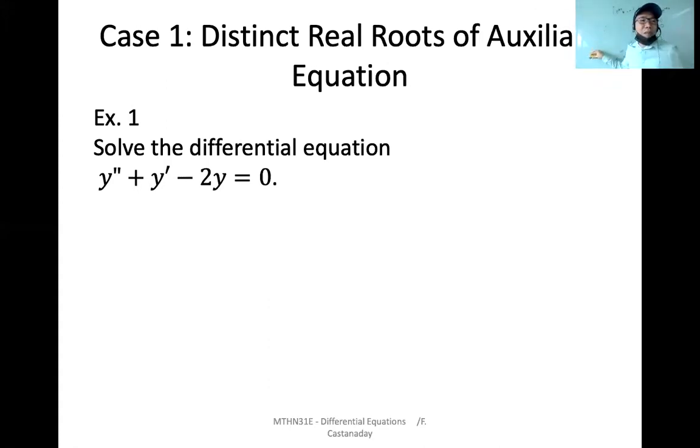Feeling ko lang kasi nasa ano ako, may mga estudyante ako dito. Ayan. Drawing room pala itong.